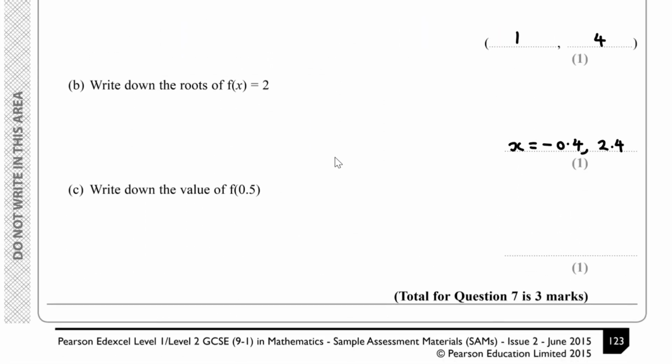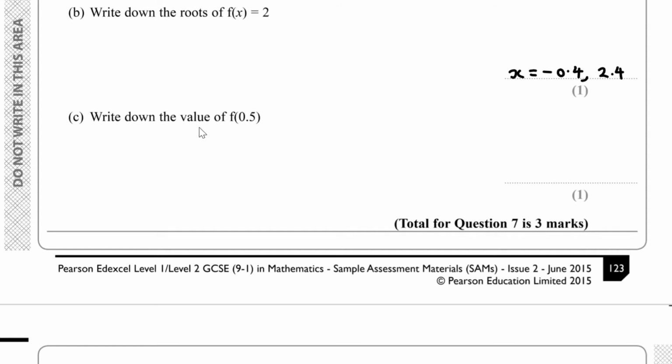So here we've got the value of f of 0.5 being 3.